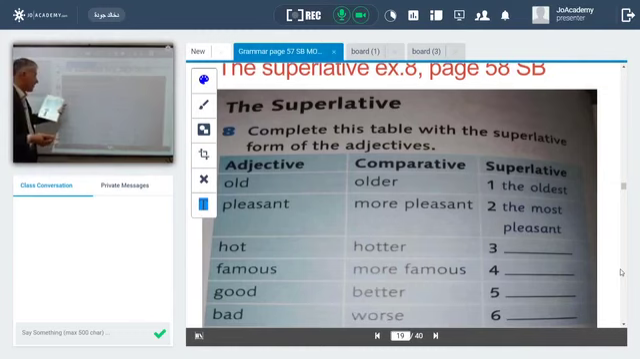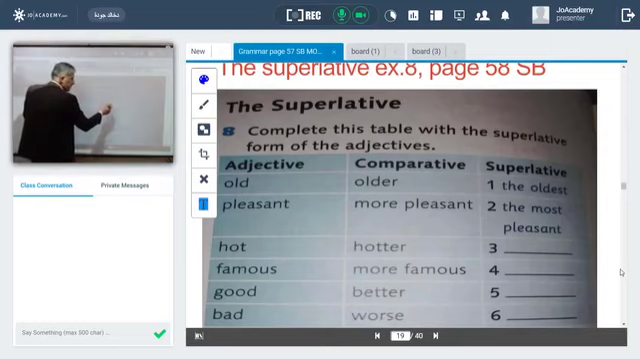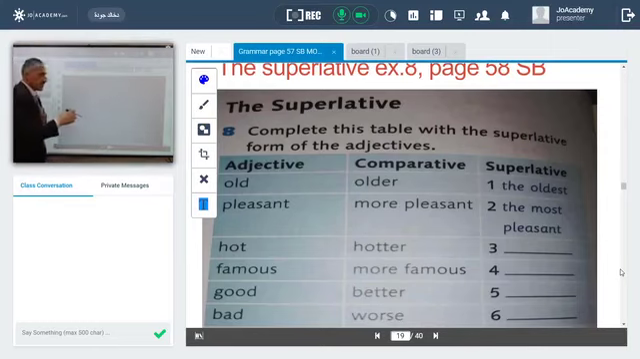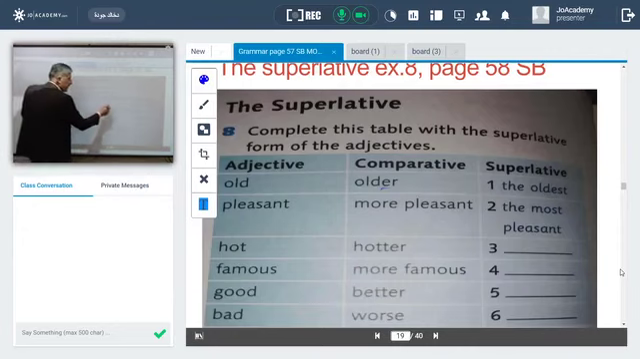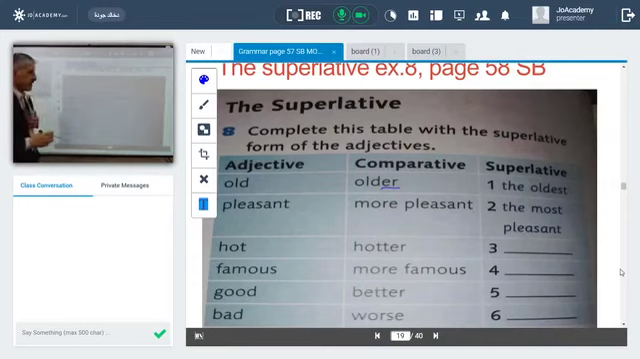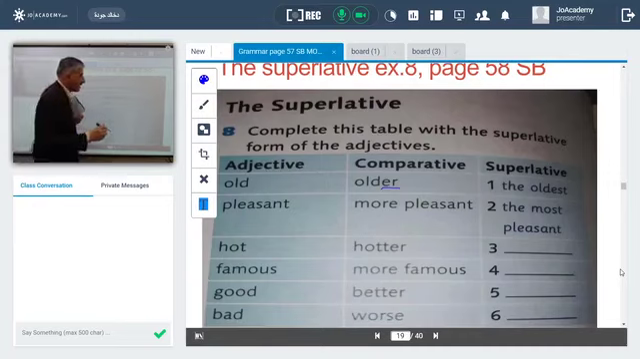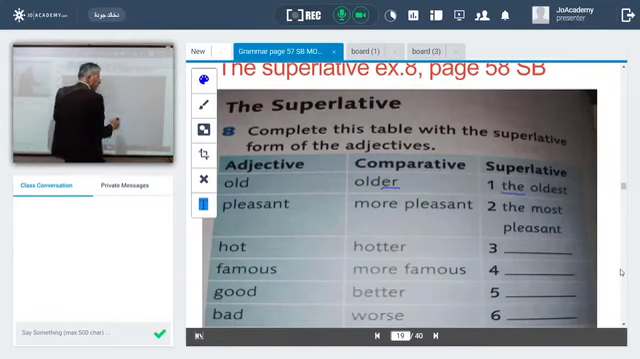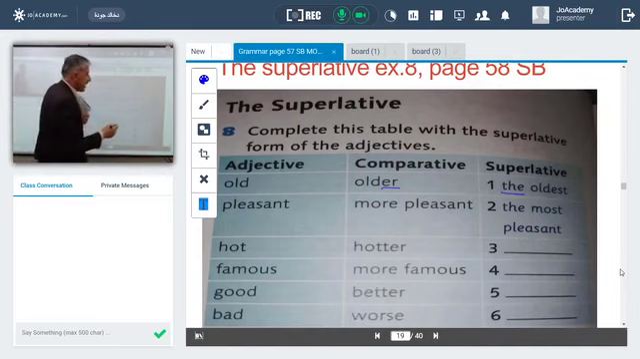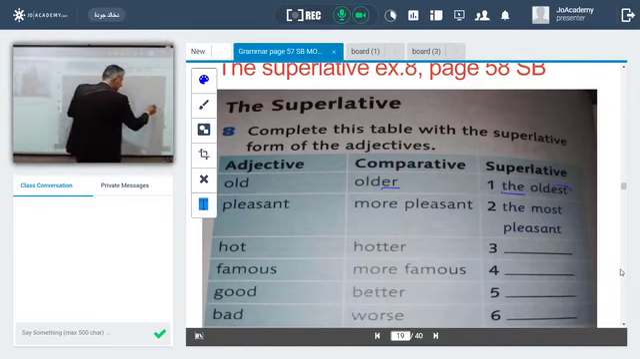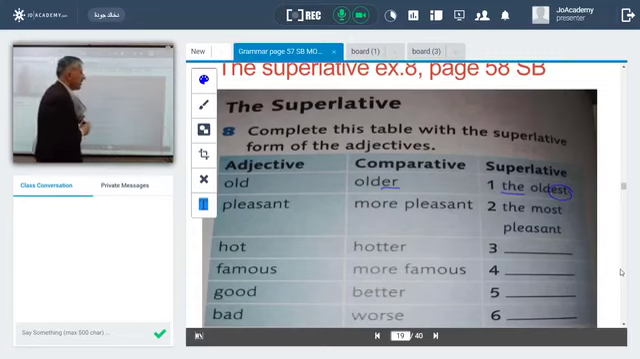So if I have the adjective old, old means قديم أو كبير. If I want to make it comparison, I say he is older than me, أكبر مني. I will add er to the end of the adjective, so it becomes older than. If I want to make it superlative, I will add the before the adjective, becomes the oldest, and I will add est, as you can see, the oldest.